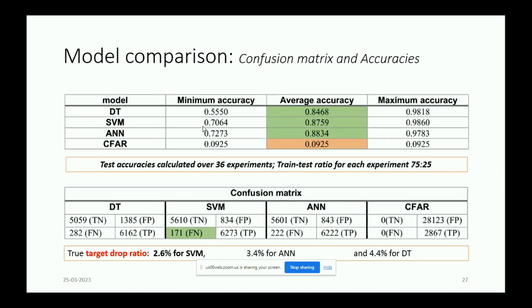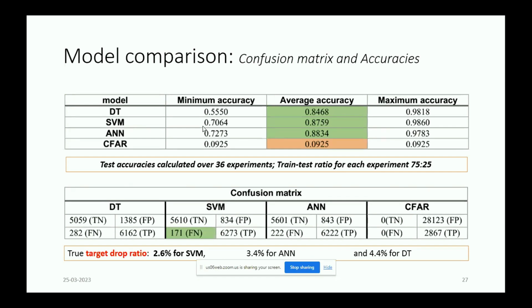So finally, we can compare all our models, including the CFAR also. The accuracy of CFAR was less than 10%, but when we used our machine learning methods, on average it was more than 84%. And here, the target drop ratio is also represented for each model in percentage. What the target drop ratio represents here is nothing but the false negatives.